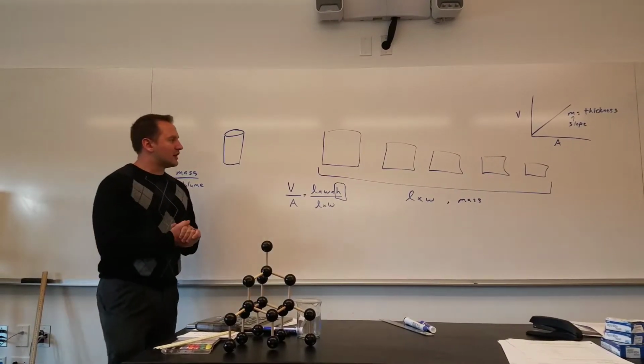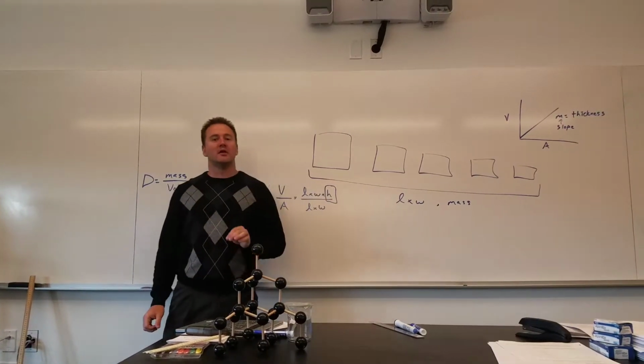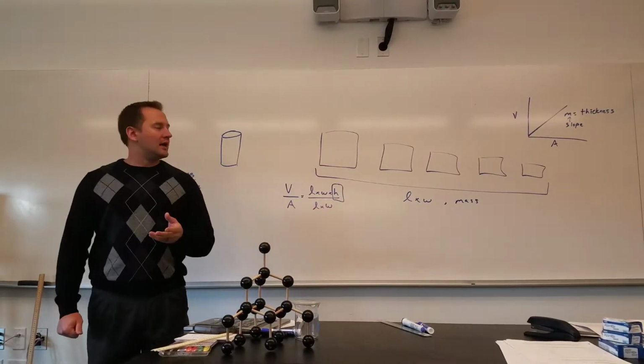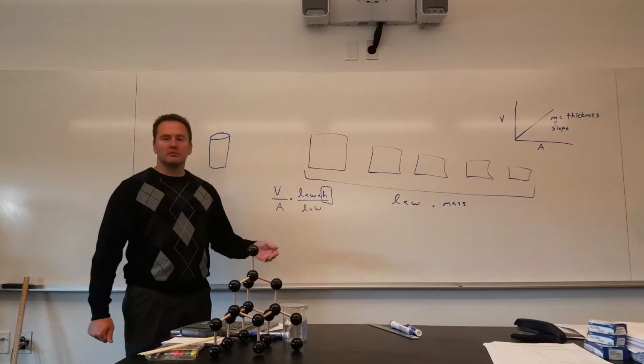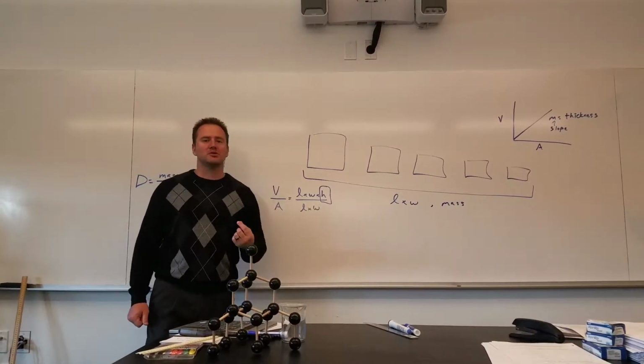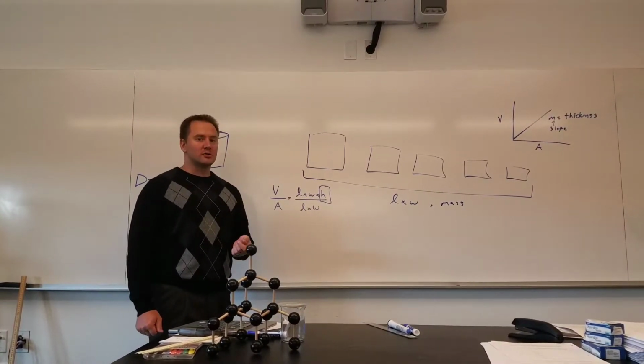So what we've done is we've cut 5 squares of different sizes of aluminum foil for you to measure. Now, those squares, you can determine the length and the width, but you can't measure the height directly. But you can measure the mass.